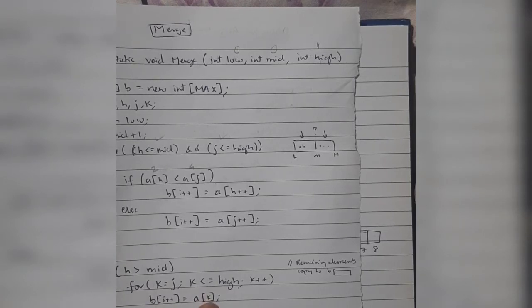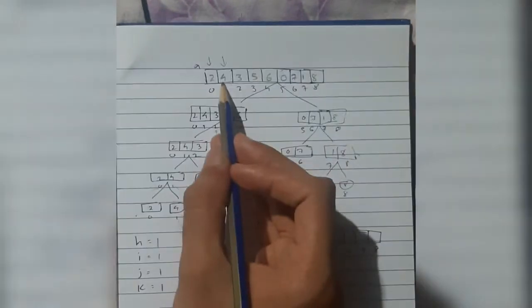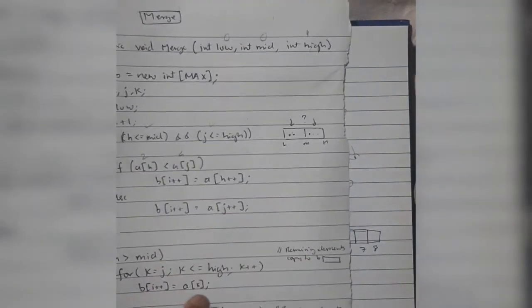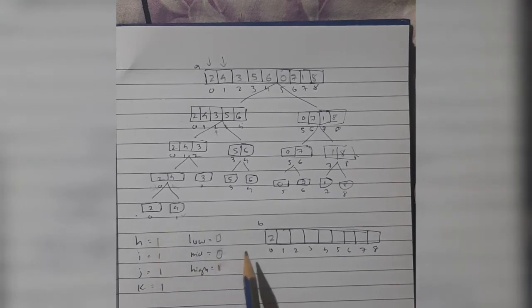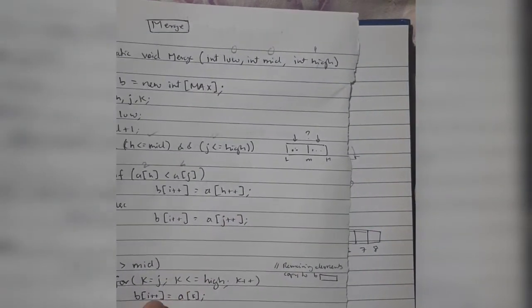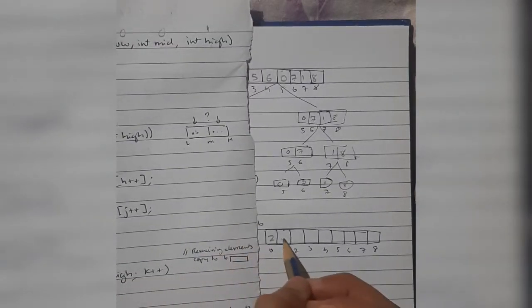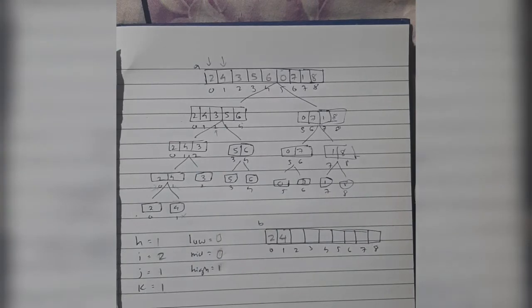What is a of k? K is initially 1, so a of k will be a of 1. So what we have to do? A of 1 means this element. This element is a of 1, which should go to b of I. Then I should be incremented. What is the value of I? I is 1. That means b of I means here. A of k, which is 4, should come to b of I, which is this place, and then I should be incremented. Let's increment I. I is 2 now.